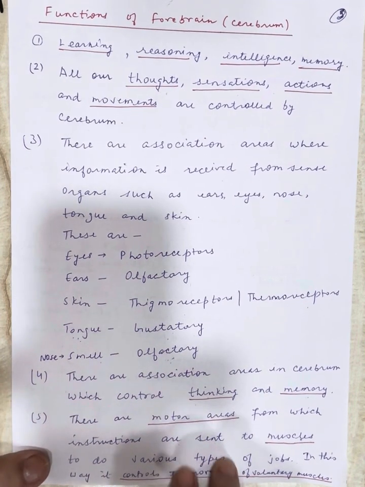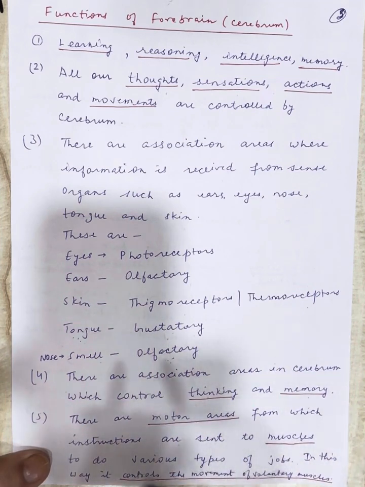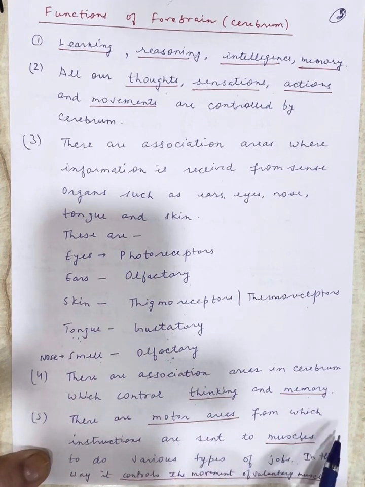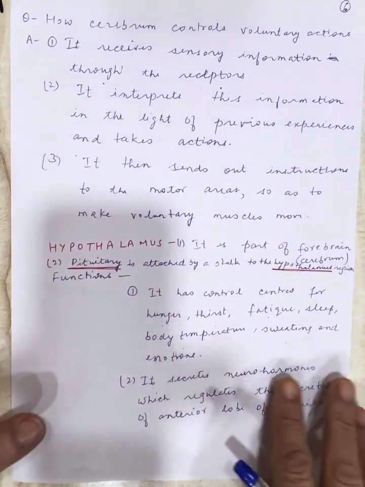So in the cerebrum there are the control centers for thinking and memory, and there are motor areas as well, from which the instructions are sent to the muscles to do various types of voluntary movements. Okay, this way we have seen how helpful the cerebrum is.